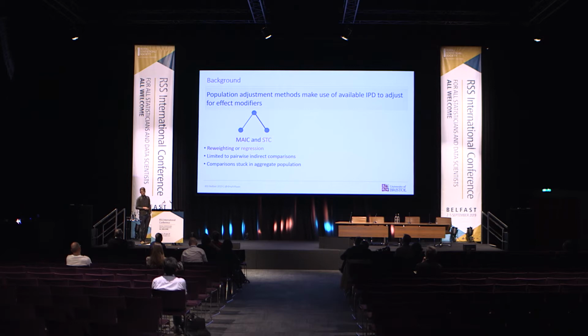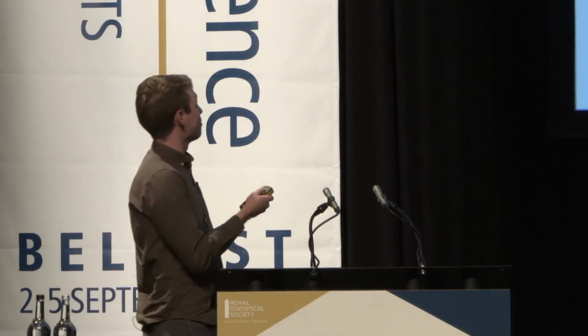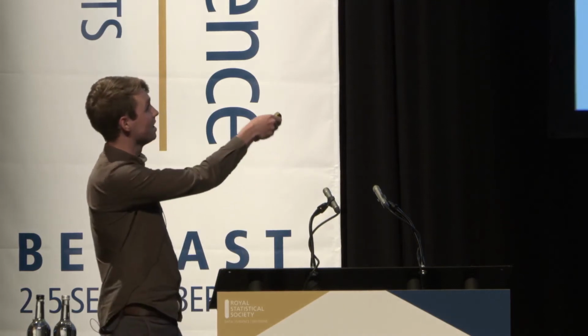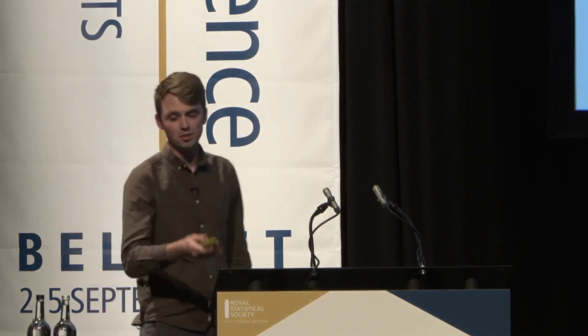And so there are some quite recent methods. One is MAIC, or matching adjusted indirect comparison, which is a weighting method which takes the individuals in one IPD study here in green and reweights them into the black aggregate population. An STC, or simulated treatment comparison, is another one, and that's a regression-based approach where you fit a regression model in this study and predict outcomes into this one. Both of these methods work reasonably well, but they're actually limited to this kind of pairwise indirect comparison, this two-study scenario. And moreover, the comparisons are actually stuck in this aggregate population, which really limits their usefulness in decision-making.